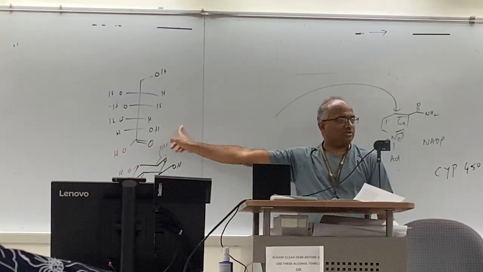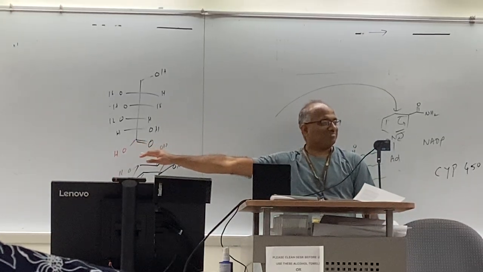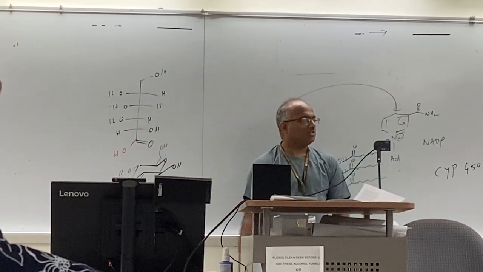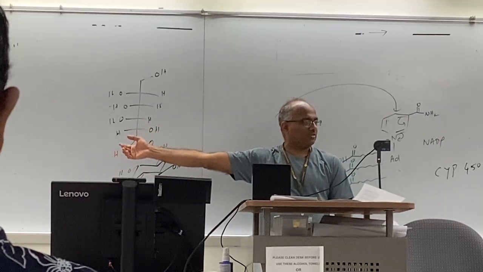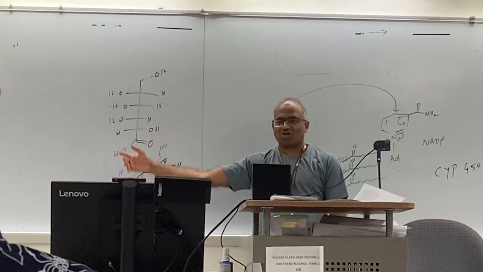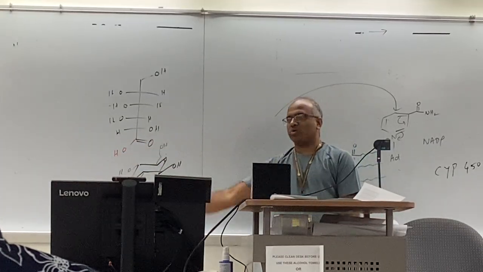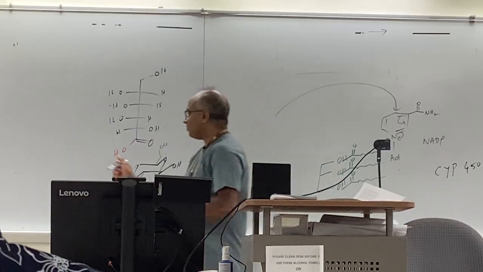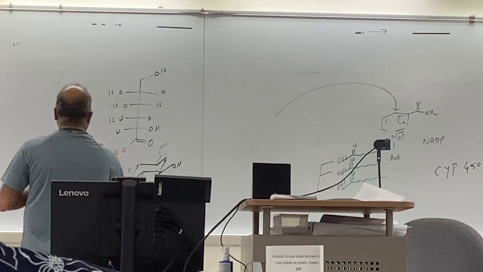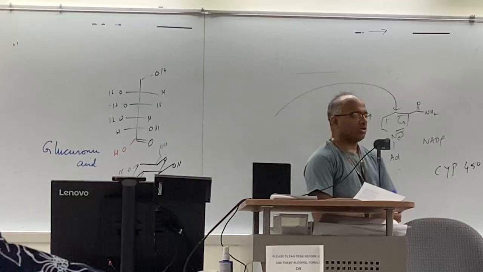What is this? Glucose is an aldehyde. Right, so this without the OH is glucose. Is this glucose acid? So it's called glucuronic acid. Okay, this molecule is called glucuronic acid.